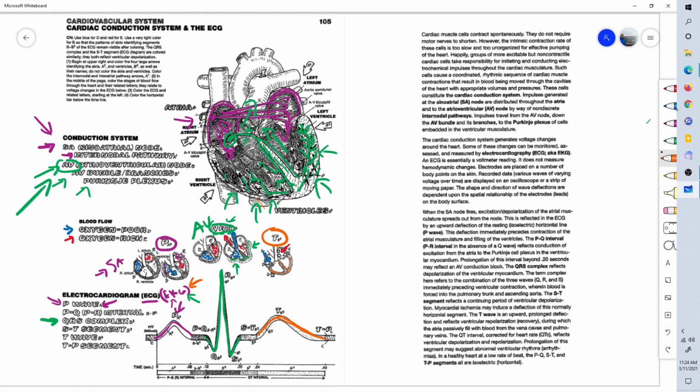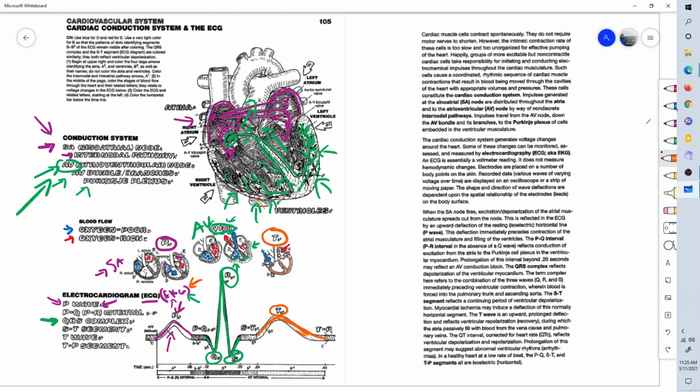Why a T wave is in the positive direction, since it's a repolarization, not a depolarization, is complex and beyond the scope of this class. So we won't deal with that, but just know that the sinoatrial node contraction is signified by the P wave. The atrioventricular node contraction or signal is signified by the QRS wave. And then the repolarization of the ventricles is called a T wave, signified by the T wave.